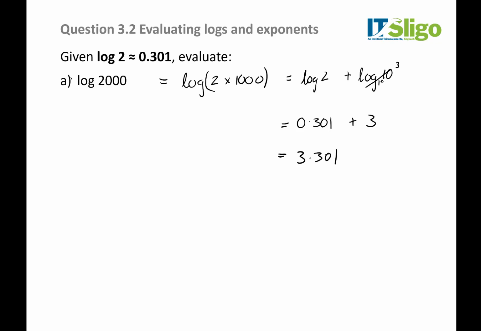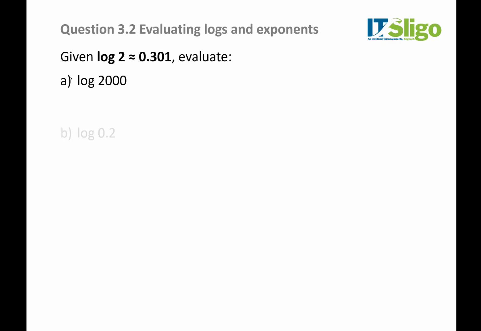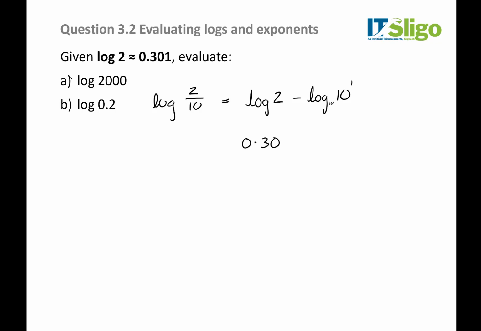So that's the log of 2,000. The log of 200 would be 2.301. The log of 20,000 would be 4.301. Find the log of 0.2. Well, that's the log of 2 divided by 10. Be careful with these ones, they're not as intuitive. So this is going to be the log of 2 minus the log of 10. Remember the log of 10, 10 to the power of 1. So this is going to give me 0.301 minus the log of 10, which is actually just 1.